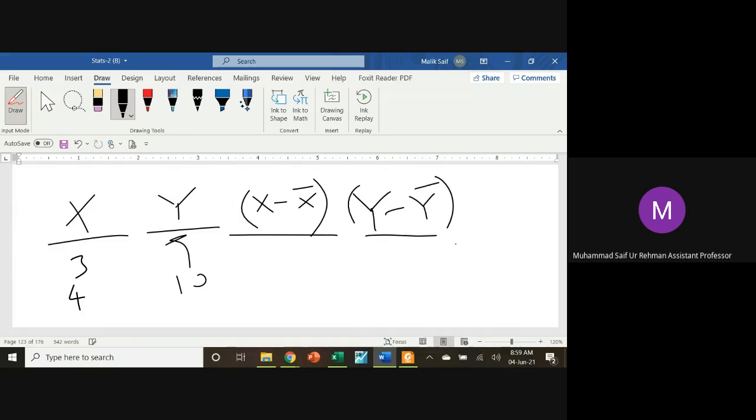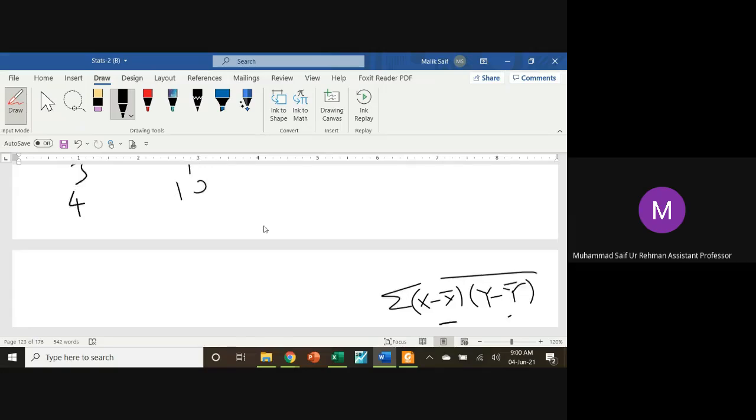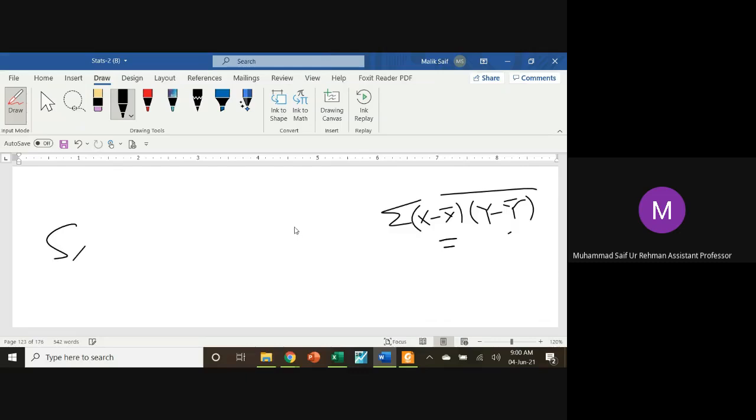Then you will multiply these two, I mean x minus x bar multiplied by y minus y bar, and finally you will obtain some value. That will be the sum of x minus x bar multiplied by y minus y bar. So you will have a single value for this. That will be your numerator. And then you will find out Sx and Sy. So you can find out Sx and Sy using some formula.